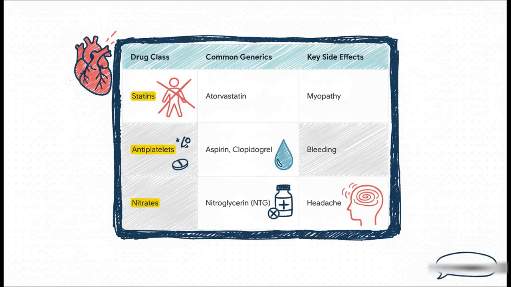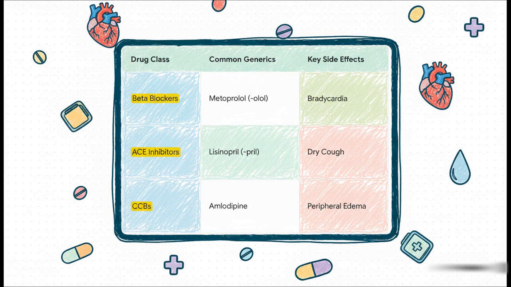Finally, we have nitrates, and the star player here is nitroglycerin. These guys widen blood vessels to relieve chest pain, but a very common trade-off is a powerful, pounding headache. Okay, moving on. Beta blockers. You can always spot them with their olol ending. They slow the heart rate and lower blood pressure. So logically, they can cause bradycardia, which is a slow heart, and fatigue.